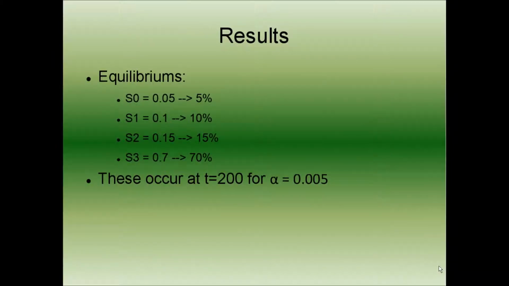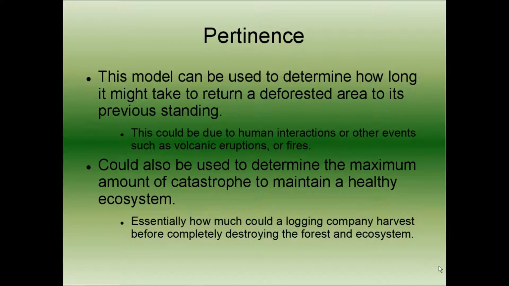And here are these equilibriums again, just written out. Now it's important to note that these were for the rate of catastrophe, the alpha value of 0.005. If we were to change this value, these equilibriums would change quite significantly. If we were to increase this alpha value, the tertiary successional species would occupy a significantly less portion of the plot area.